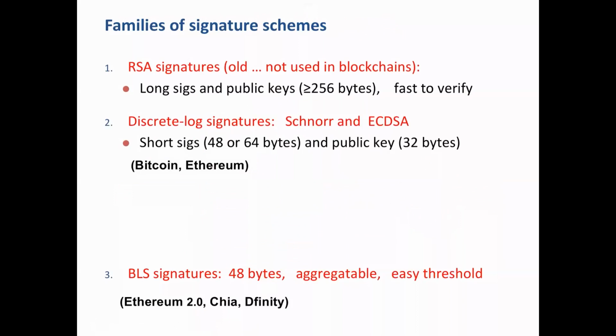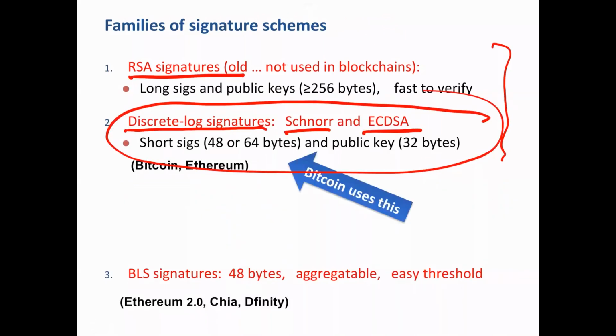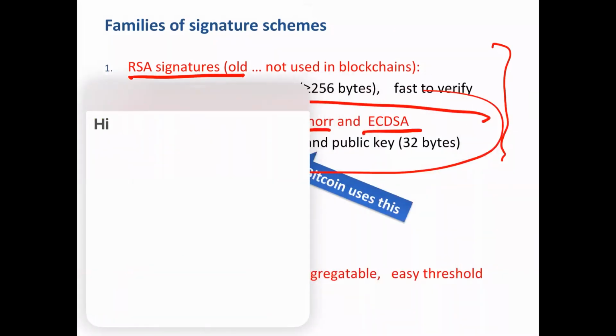And then digital signatures are based on RSA, or discrete log signatures like Schnorr and ECDSA. We have not studied all these, right? We have just studied the concept. All right. So Bitcoin uses discrete log signatures like Schnorr or ECDSA.